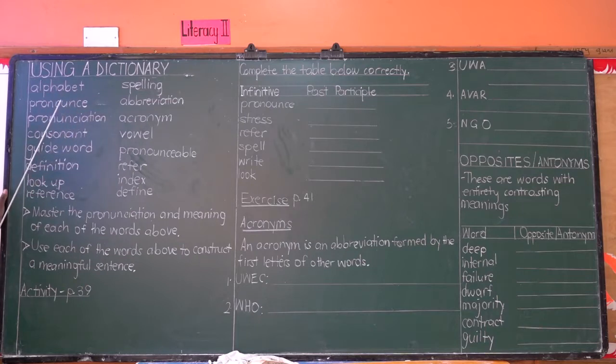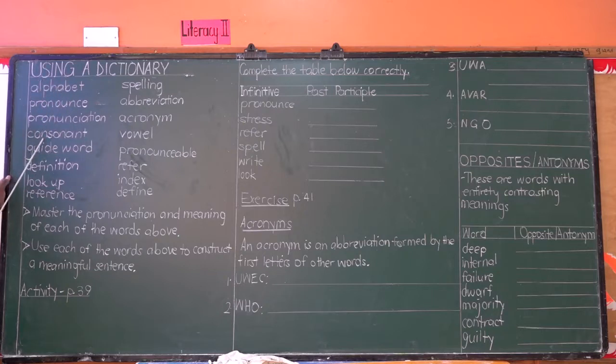Alphabet, then pronounce. Check the spelling of the word pronounce. Then come down here to check the spelling of the noun from the verb to pronounce. The noun is pronunciation. The verb is pronounce. There's a difference in the spelling between the verb and the noun, the abstract noun.